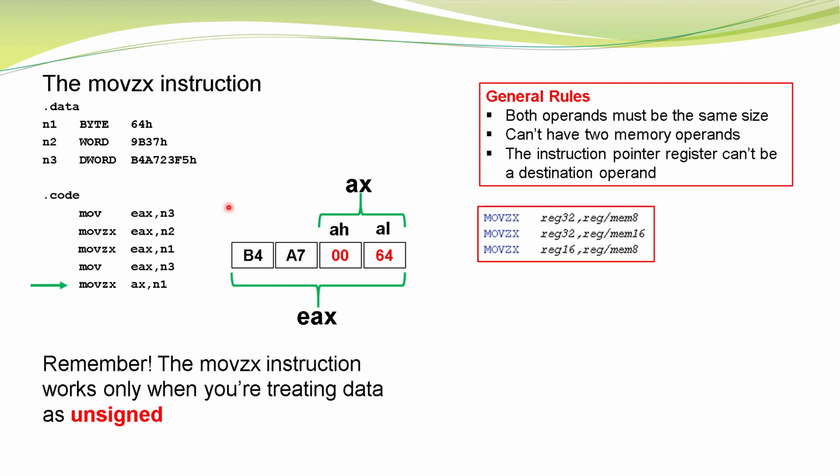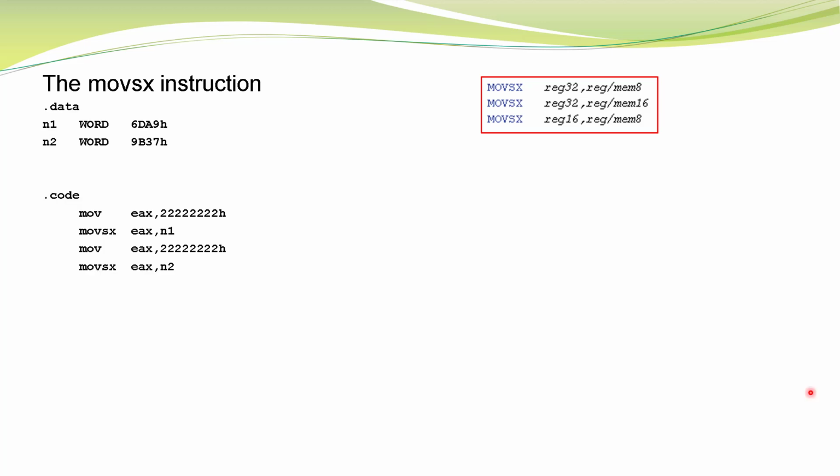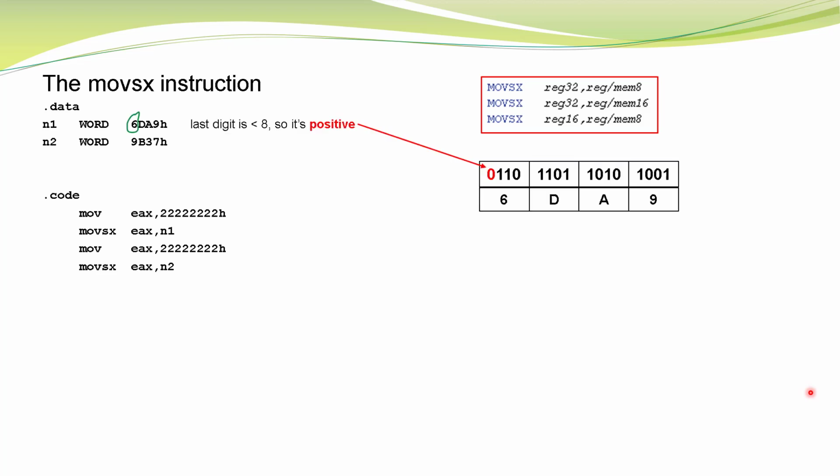Here's something valuable to remember. The movzx only works when you're talking about unsigned data. This instruction is comparable to the one we just looked at. The difference is the S in this instruction stands for signed. Here's some code. Let's look at the data definitions first. Look at N1. The 6 out there on the left means that's a positive number. Again, we're talking about signed values. That's positive because that digit is less than 8 in hex.